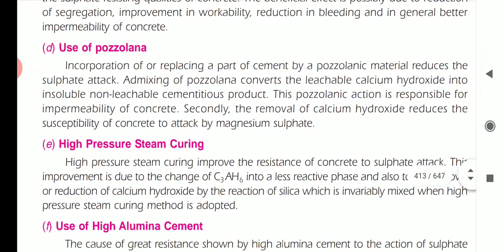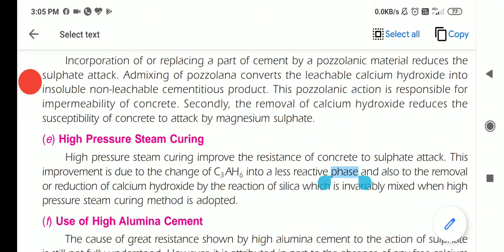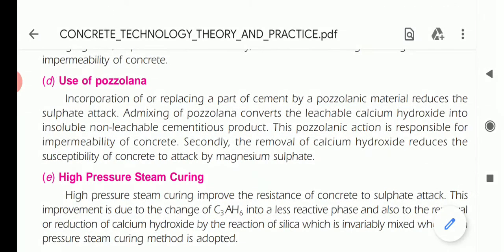And use of pozzolana. What is pozzolana? Admixing a pozzolana converts the leachable calcium hydroxide into insoluble, non-leachable cementitious products. This pozzolanic action is responsible for the impermeability of concrete. Secondly, the removal of calcium hydroxide reduces the susceptibility of concrete to attack by magnesium sulfate. When calcium hydroxide is removed, the magnesium sulfate attack will be less. Hence, the use of pozzolanic materials will reduce sulfate attack.